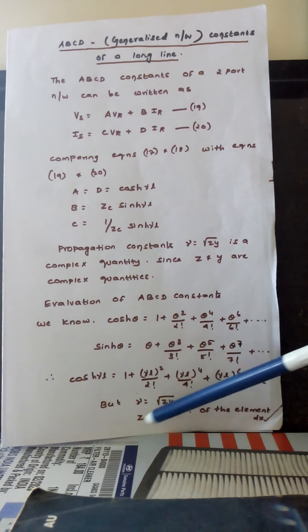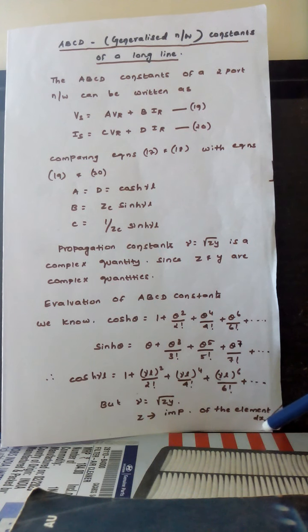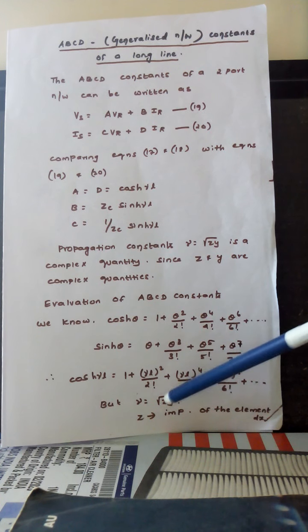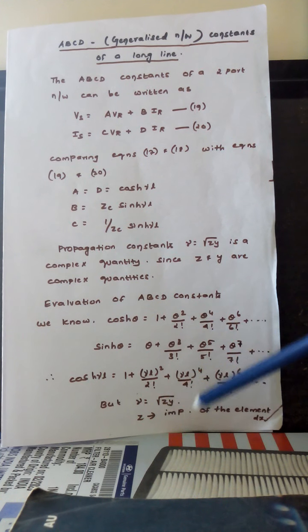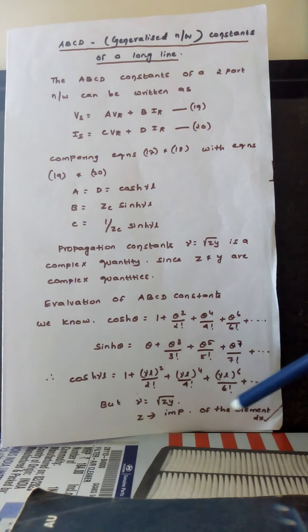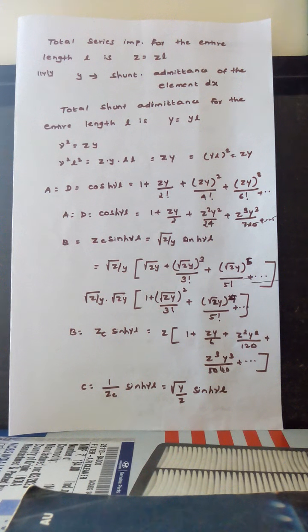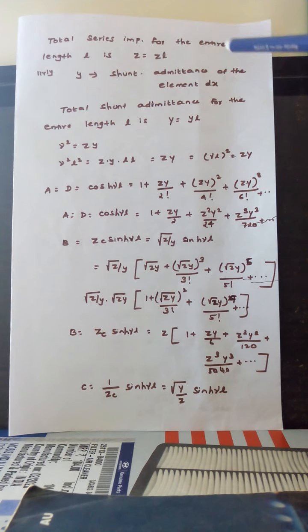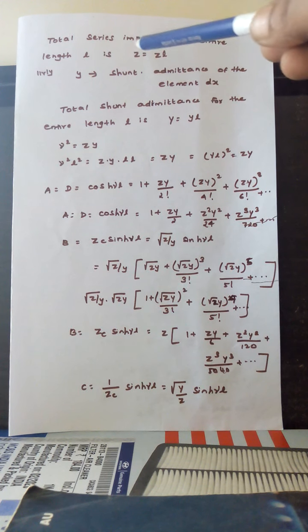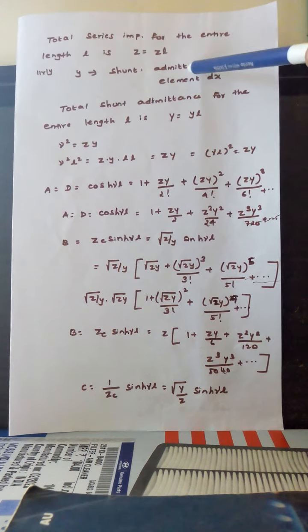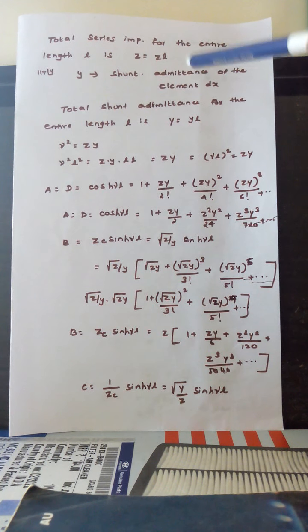Already we know gamma is a root of Z into Y. In this, small z is the impedance of the element in dx, and small y is the shunt admittance of the element in dx. So here we have to find the total impedance and the total admittance. Total series impedance for the entire length we have to consider, and the entire length we are considering as L. So the total series impedance is capital Z, equal to small z multiplied with the entire length.